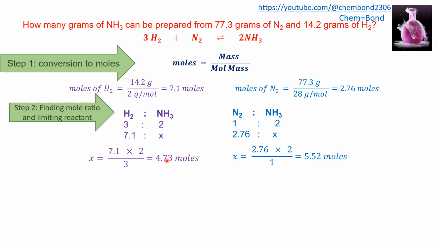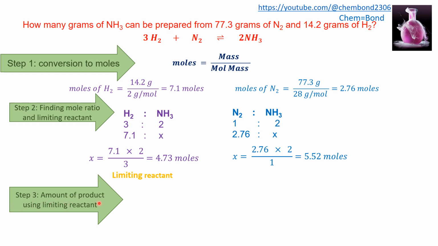Now by looking at the moles, 4.73 and 5.52, 4.73 is the limiting reactant because it is the least number of moles of product, the one that is produced by hydrogen. So hydrogen is the limiting reactant.